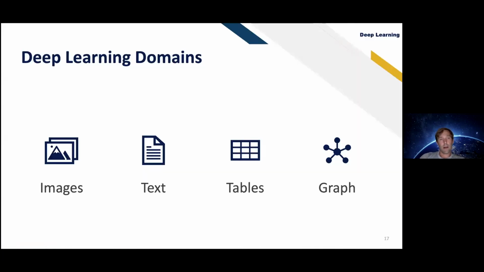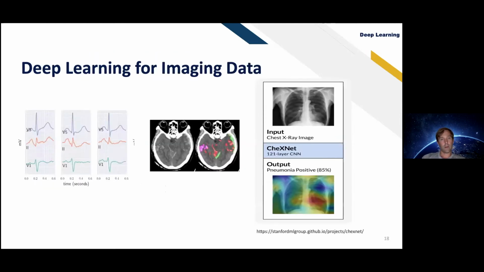So there's several different domains that I wanted to talk about, and I think that have applications to emergency medicine. We're going to cover each of these: diagnostic imaging, text data that you may see, tables or tabular data, and then some graph-based data. I'm going to go through each of these. So we're going to cover first deep learning for imaging data.